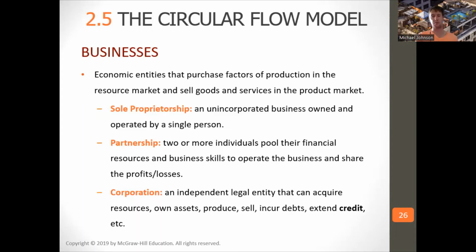And then a partnership is when you partner with somebody else and then you share the profits and losses.